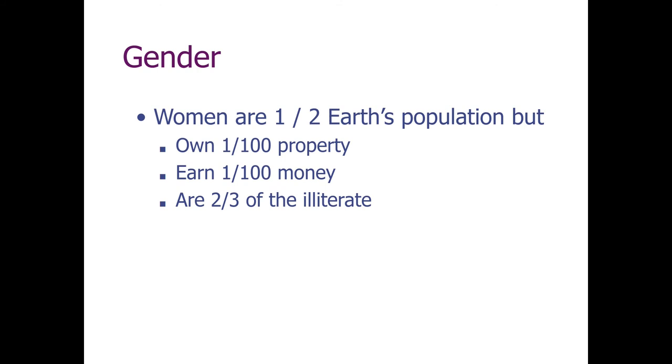Women represent over half the Earth's population. They own less than 1% of the property. They earn less than 1% of the money. They represent 2/3 of the illiterate. Every single time things are bad economically, we know exactly who's going to be affected the worst, and that's women and children. Globally, women and children are more affected by poverty, more affected by pollution, more affected by these issues than men.